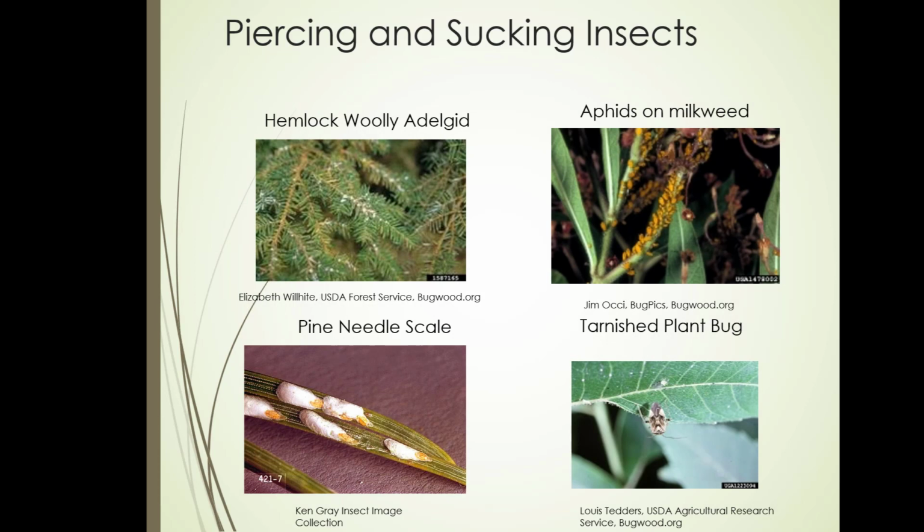So you probably heard me talking about this last quarter in conifers. Here's hemlock woolly adelgid. They have piercing, sucking mouth parts. We've got aphids on milkweed. Here's a pine needle scale, and then a tarnished plant bug. And when you hear about bugs, bugs are a particular order of insects, true bugs. They have piercing, sucking mouth parts. Some of them are beneficial, and some of them are pests.